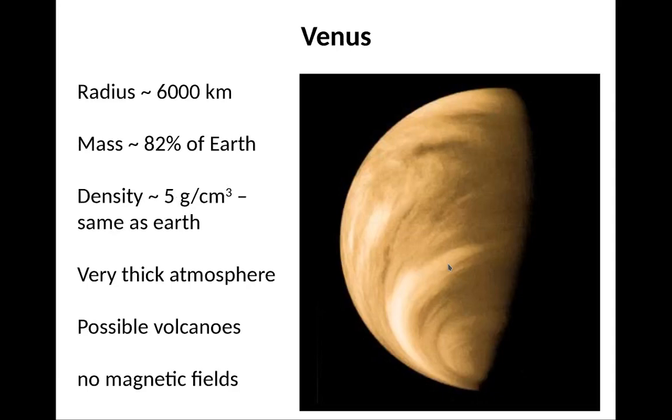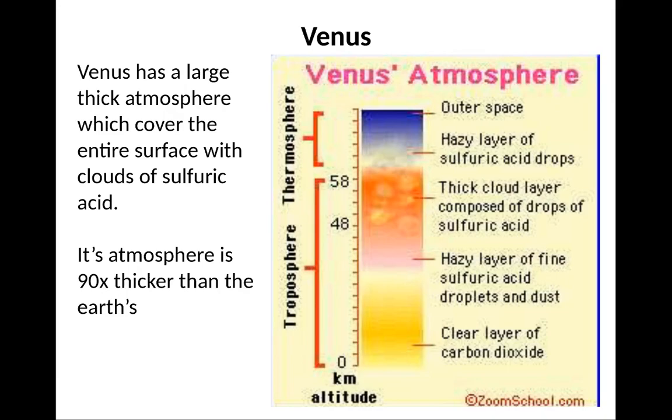Next, we talked about Venus. Venus has a radius of 6,000 kilometers, just slightly smaller than the Earth. Its mass is just slightly smaller than the Earth, at 80% of the Earth's mass. Its density is the same as the Earth, it has a very, very thick atmosphere, possibly has volcanoes, but has no magnetic field as far as we can tell.